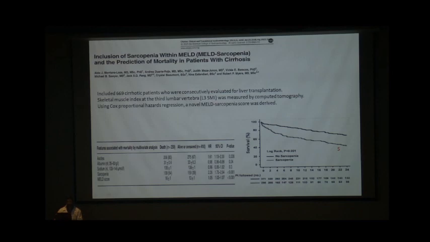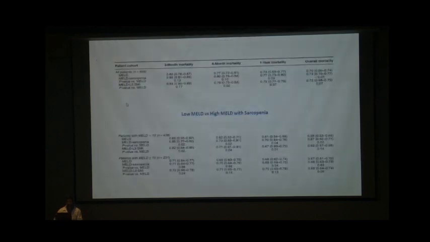When they did subgroup analysis, they found that in patients with low MELD versus high MELD, the patients with low MELD had more impact with sarcopenia as compared to the high MELD. And as we see, for MELD sarcopenia, the 3-month mortality was 0.85, 0.73, and 0.7.